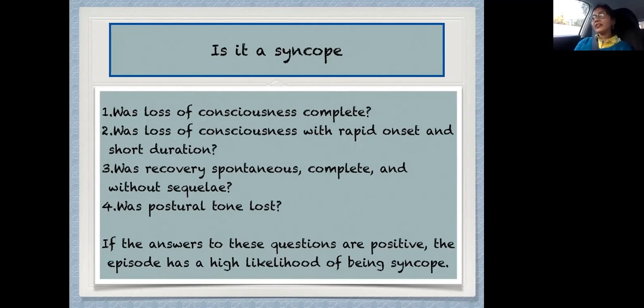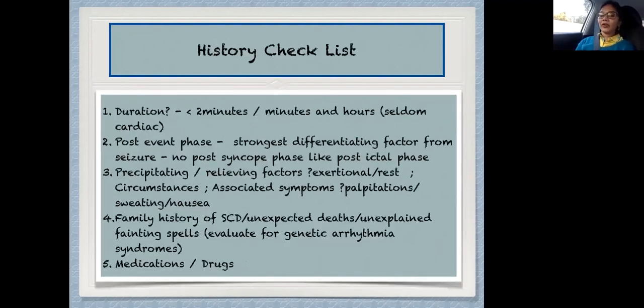So if you have a clear-cut history, you can work the patient up accordingly. That is why history is important. You have to ask about the duration, post-event phase, precipitating and relieving factors, and family history. That is very important. A family history of sudden cardiac or unexpected death or unexplained fainting spells is an important pointer towards genetic arrhythmia syndromes, and these patients might need costly second and third line workup. And it is worth it.